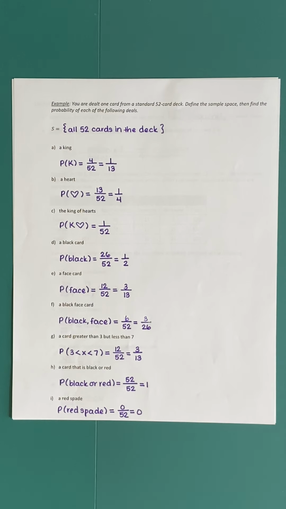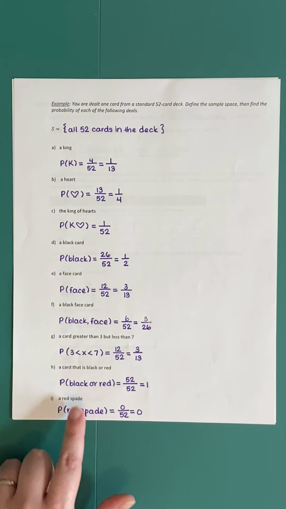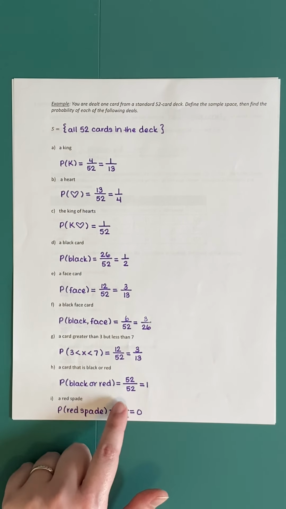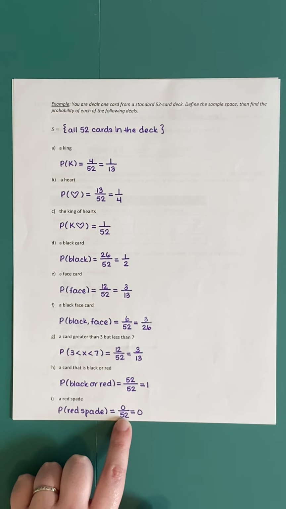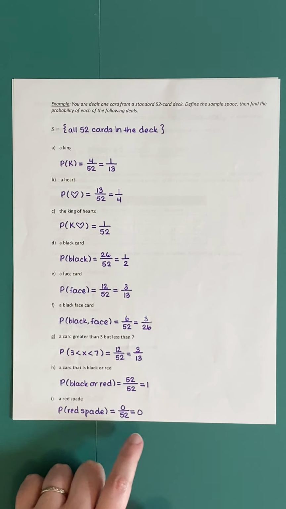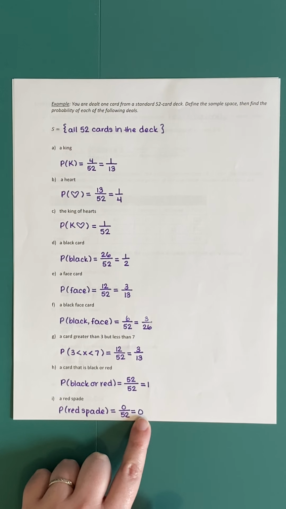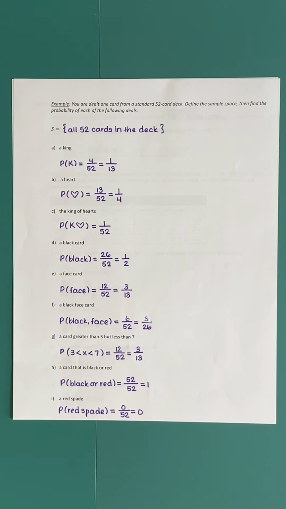There's no way to get a card that fits into this particular event. So 0 possibilities out of the 52 in total. 0 out of 52 reduces to 0. And again, any event that has a probability of 0 is impossible. In other words, it's impossible to deal a red spade from a deck of cards.